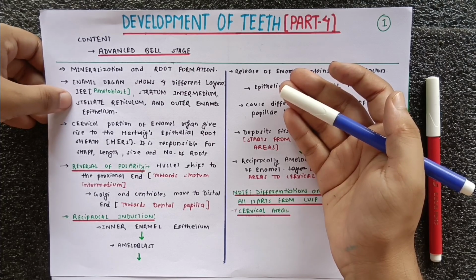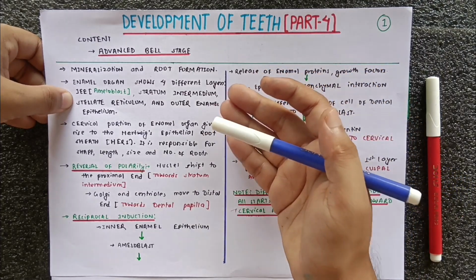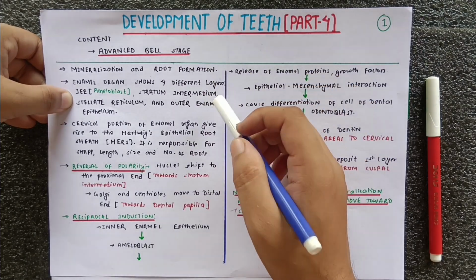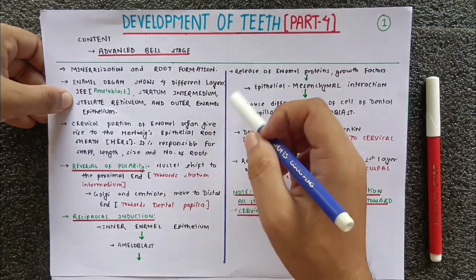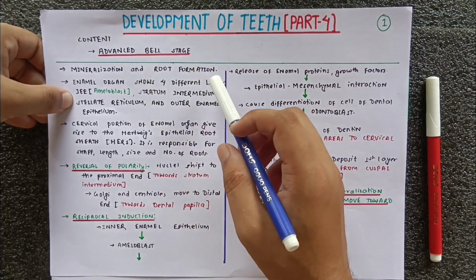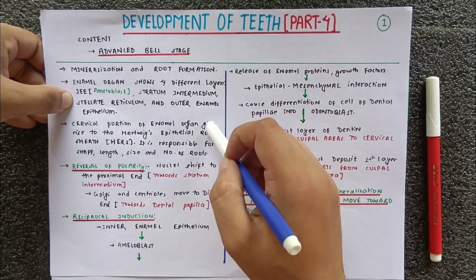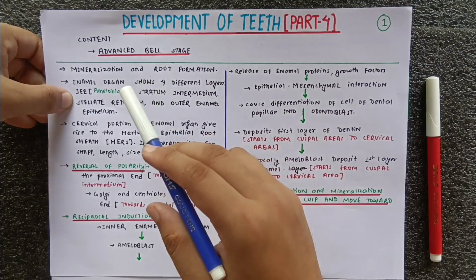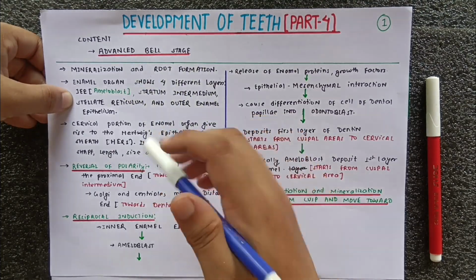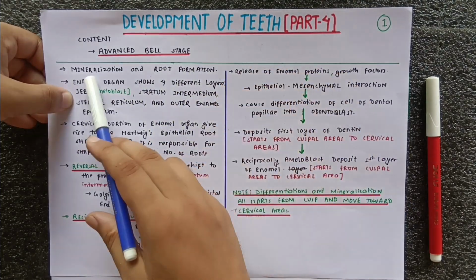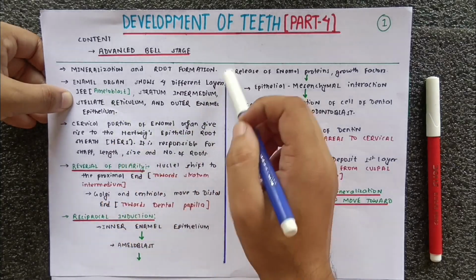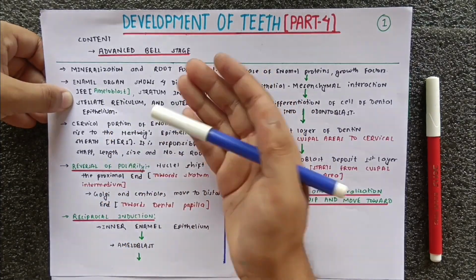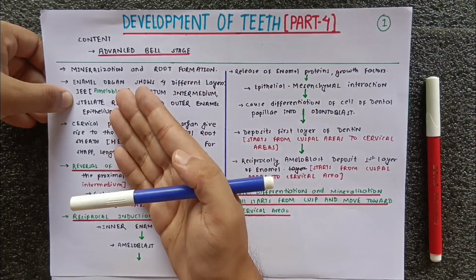I hope you have watched all the parts of the development of the teeth. In this video we will discuss in detail the advanced bell stage. The early bell stage was the critical stage of tooth development. The main difference between the early bell stage and the advanced bell stage is the mineralization. Sometimes they can ask you this in the viva.